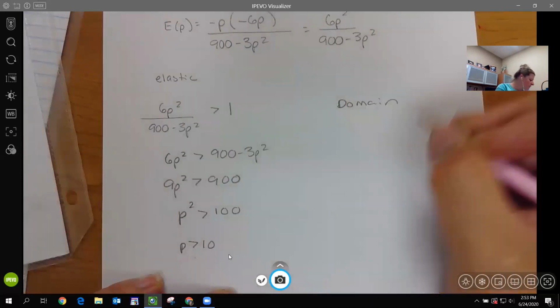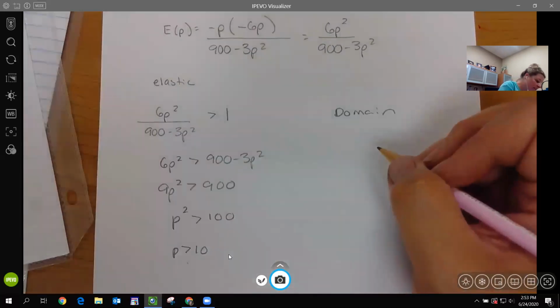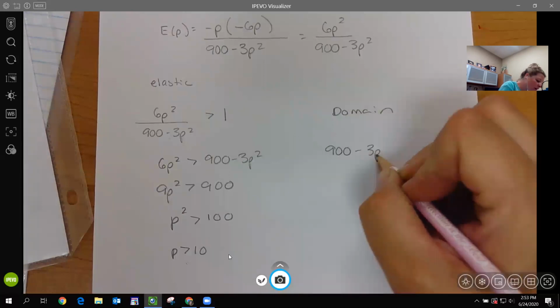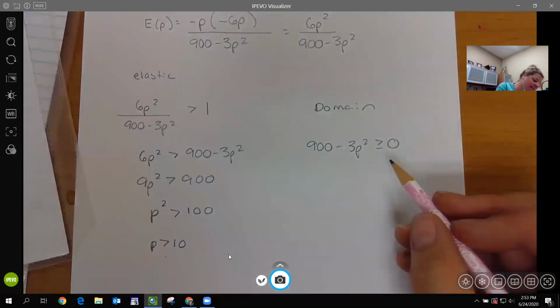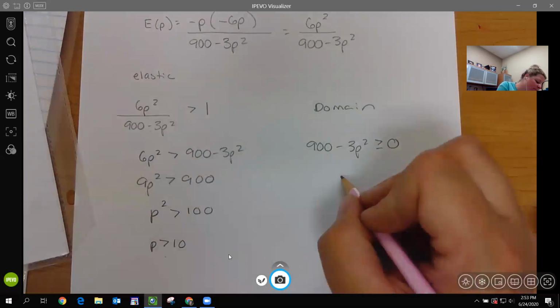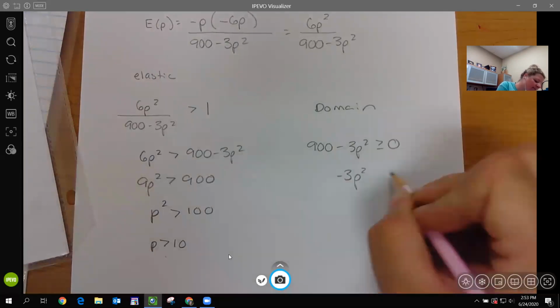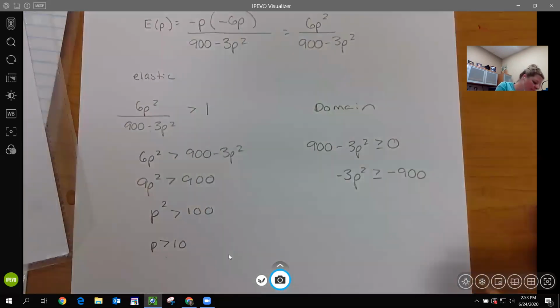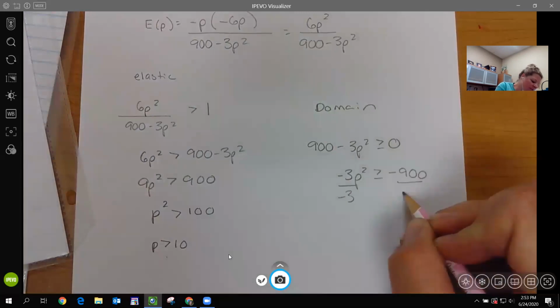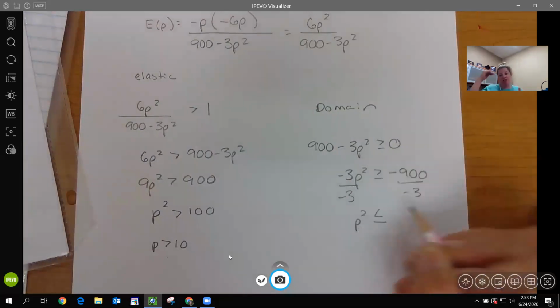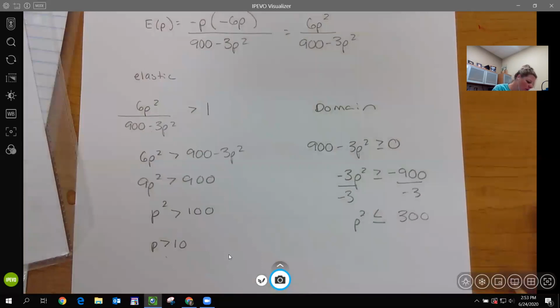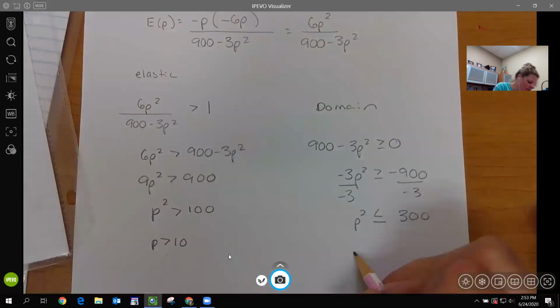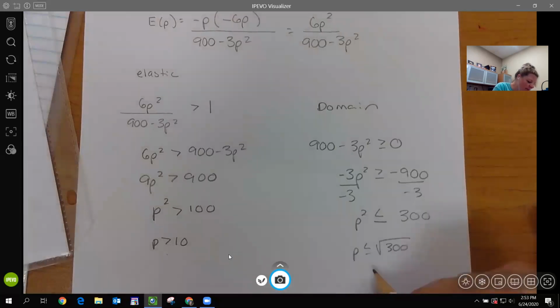Where is the original function greater than or equal to 0? So 900 minus 3p squared, where is this greater than or equal to 0? Okay, so I have to solve this. When I subtract the 900 over, I get negative 3p squared is greater than or equal to negative 900. Divide by negative 3, and what happens when I divide by a negative? Switch the inequality. So p squared is less than or equal to 300. So p is less than or equal to the square root of 300, which is about 17.32.